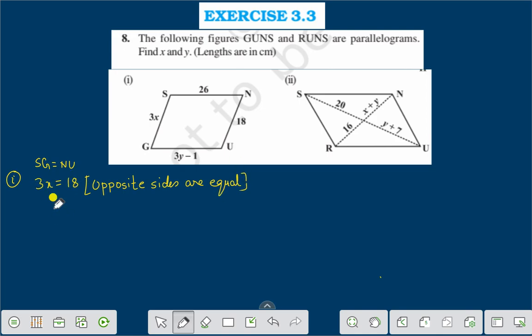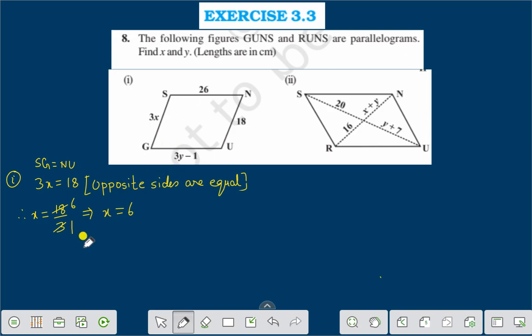Right? 3x is equal to 18. Therefore, the value of x is equal to 18 by 3. 3 6 is 18. Therefore, the value of x is equal to 6.